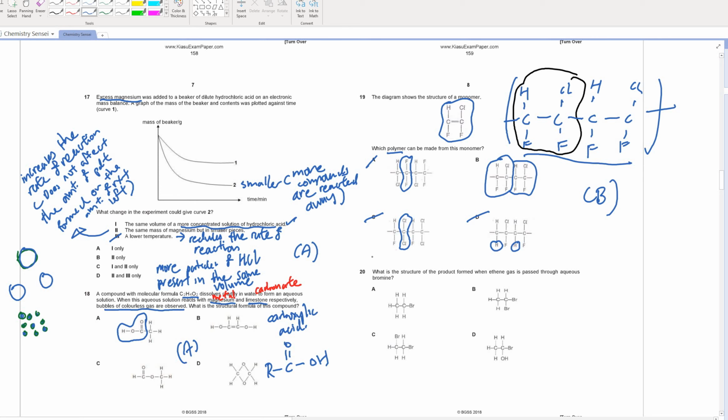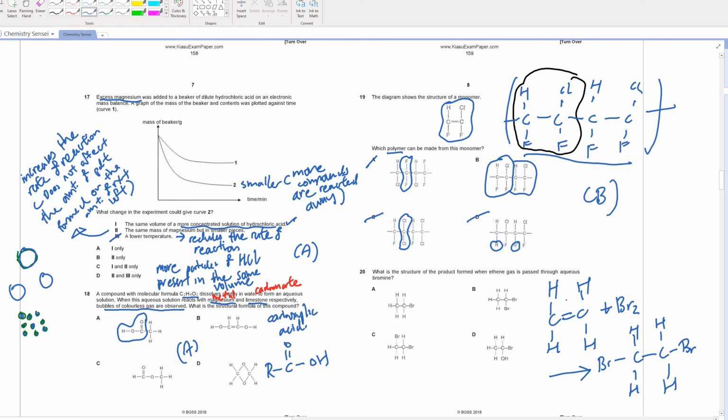Last question, question 20. What is the structure of the product formed when ethene gas is passed through aqueous bromine? So we have ethene gas. So ethene looks like this. Okay, we have C2H4. Bromination of alkene occurs when an alkene reacts with bromine liquid. So for this reaction to occur, the double bond is broken so that the bromine atom can be incorporated into the alkene. Okay, the final product is a bromoalkane.